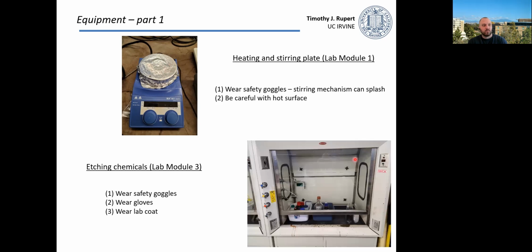Right behind this in the lab is a fume hood. This is just a picture I took the other day. There are some chemicals in there with secondary containers. We'll be using this in lab module 3 when we will be etching some of those steels that we're making so that we can see the microstructure. When you're working with these chemicals, you want to make sure you wear safety goggles, the appropriate gloves, and also a lab coat.